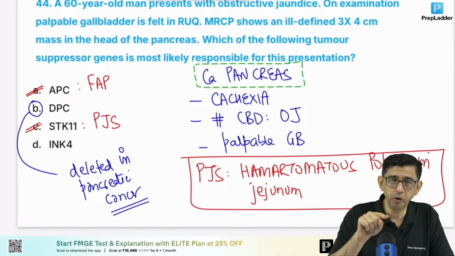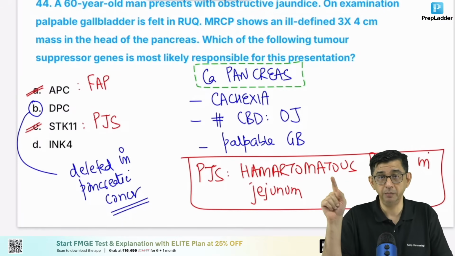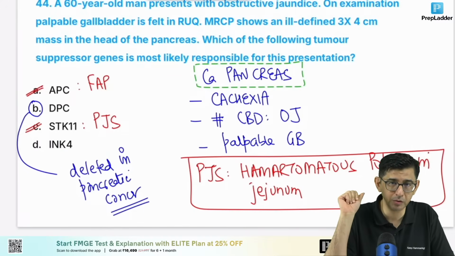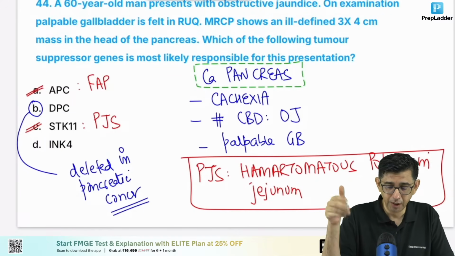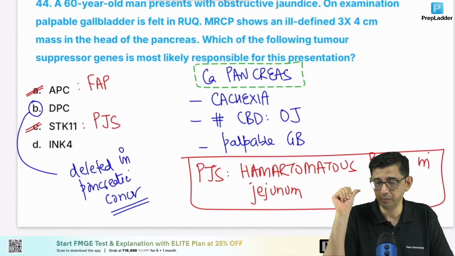Peutz-Jeghers syndrome is associated with pancreatic cancer. That is what came up with the chat in the app. In pancreatic cancer you are told about Peutz-Jeghers also. So why not the answer here? Because the clinical manifestations are not matching. So that is why the answer in this case is DPC. That is option number B, to be remembered in this case.